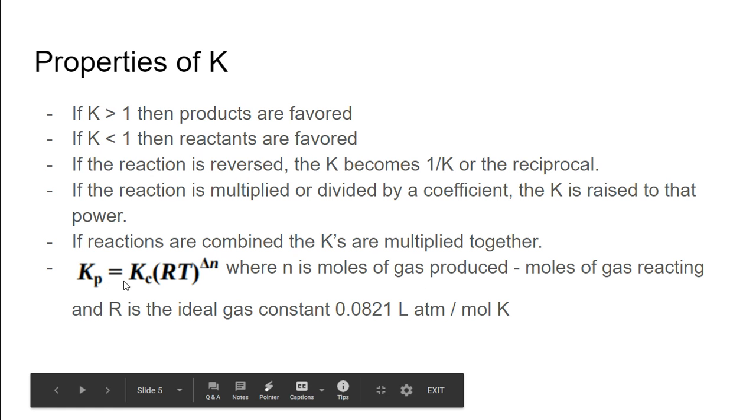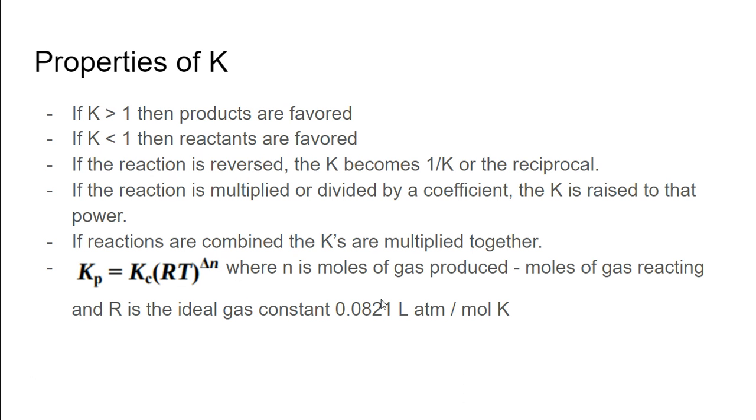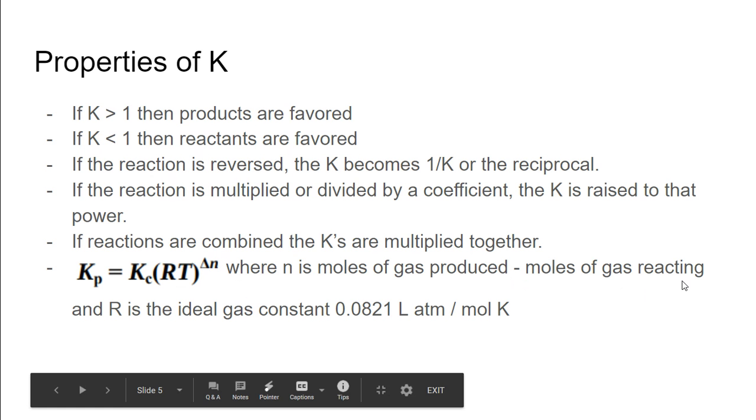And then again, Kp equals Kc times RT to the delta n, where n is moles of gas produced minus moles of gas reacting, and R is the ideal gas constant, 0.0821.